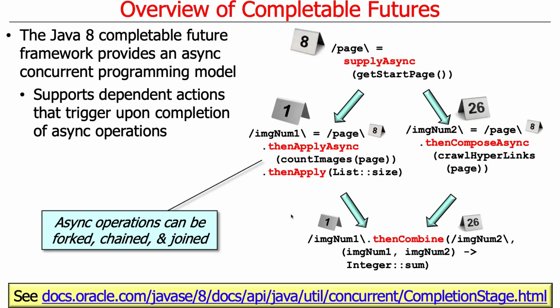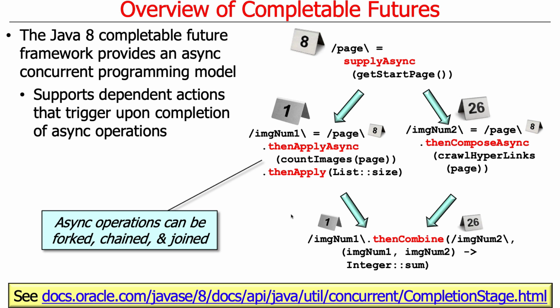And then this final computation, which corresponded to combining the results to create the total asynchronously, will wait until both image 1's future and image 2's future, right? This one, number 1, and number 2. It'll wait till both of those are finished, and then it'll combine the results by summing them together. So this is an example of joining.